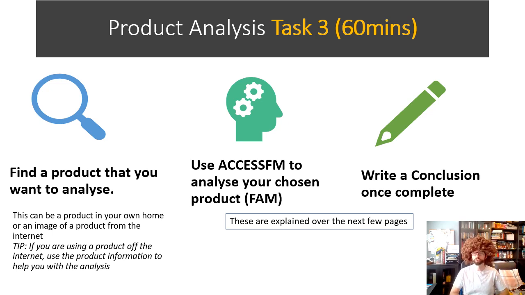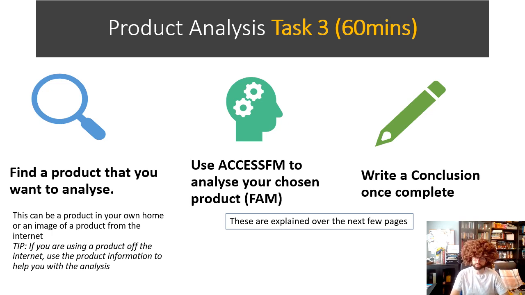Once you've got your photos, and I would suggest photos rather than just one photo of a product, we're going to use Access FM to analyze our chosen product. That's an acronym that stands for Aesthetics, Cost, Consumer, Environment, Size, Safety, Function, and Manufacture. Don't worry, you don't need to remember it. It's on the next set of slides.